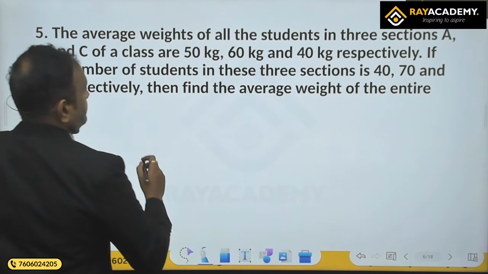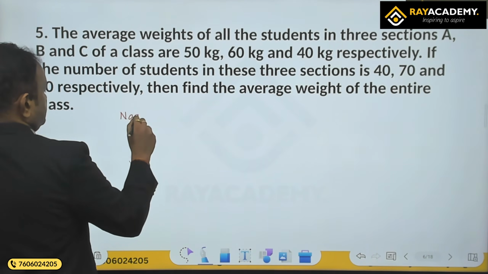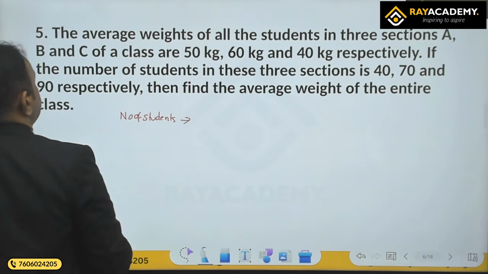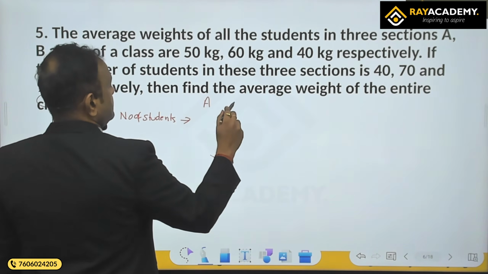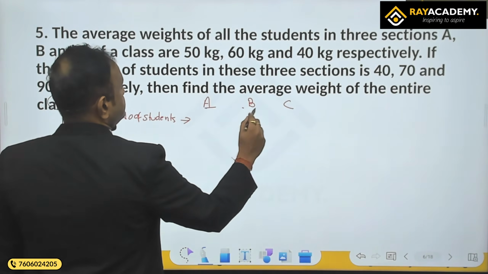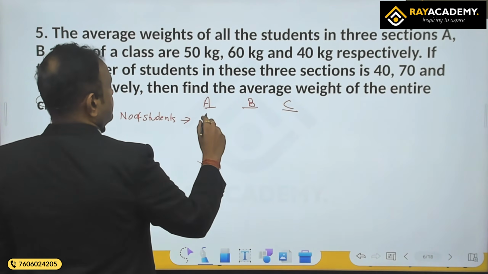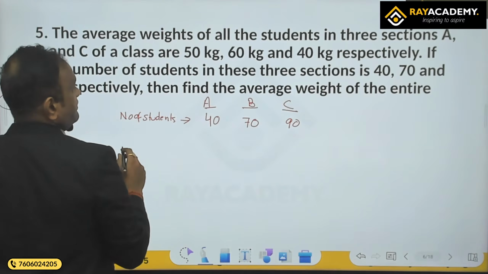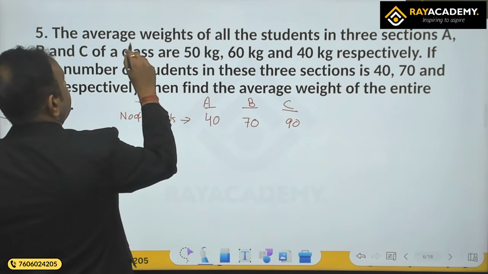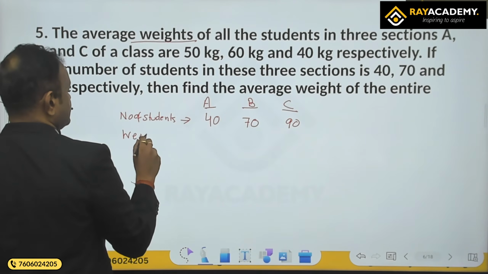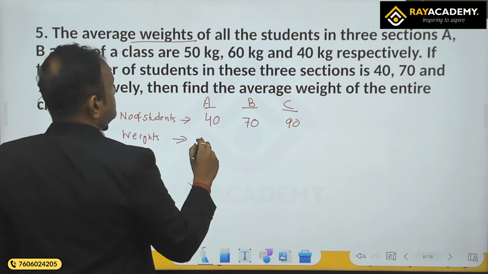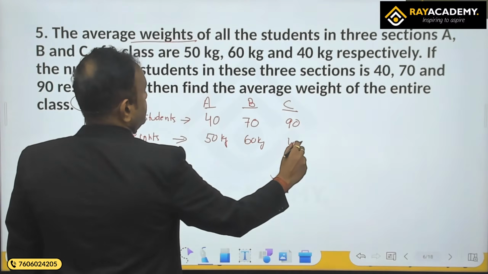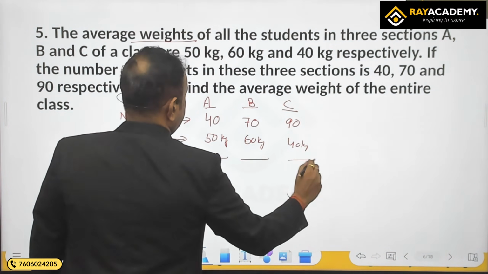So let me write the number of students. Sections are A, B, C. Number of students in these is 40, 70, 90. And respective weights: 50 kg, 60 kg, 40 kg. So how much will the total weight be? Total weight.